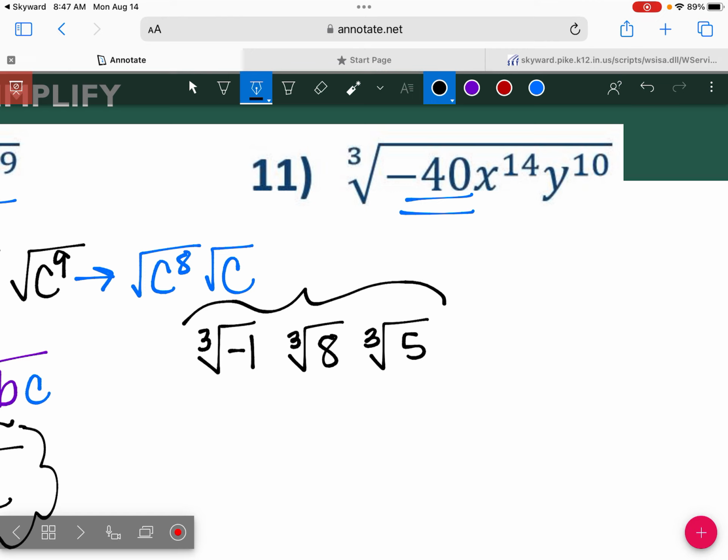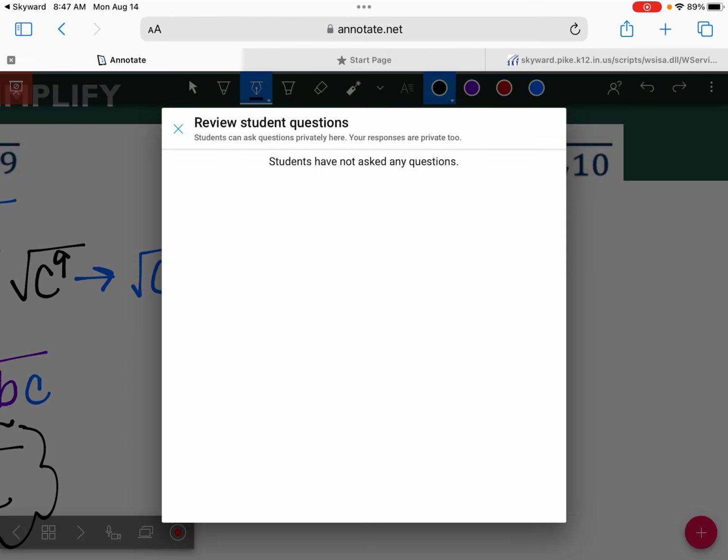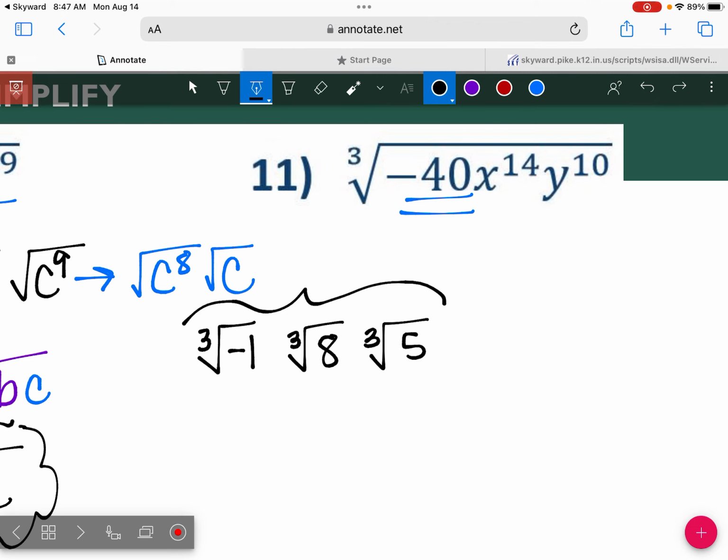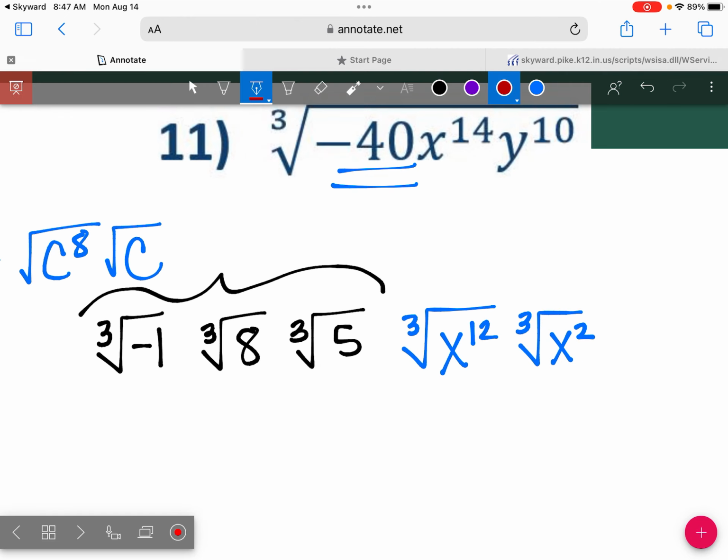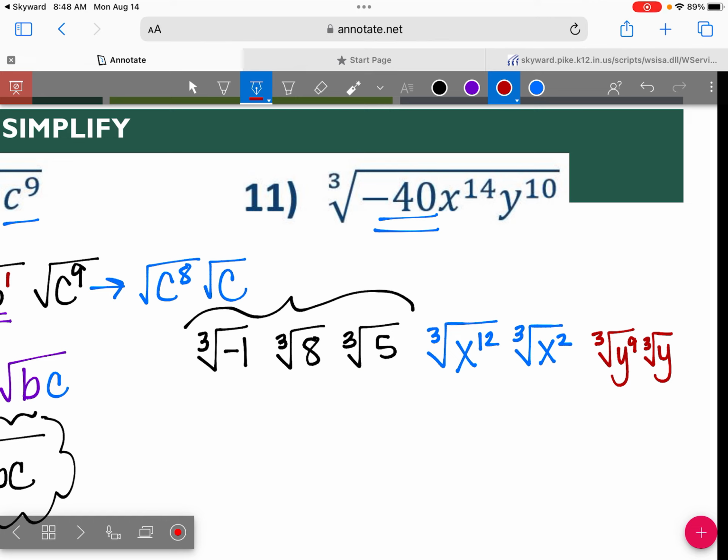And then x to the 14th can be written as, so I need the highest factor of 3, which is going to be 12. But then I have 2 left over. And for my y's, the highest factor of 3 would be what? Without going over 10. 9. So I'm going to write that as the cube root of y to the 9th times the cube root of y. Oh, wait, I got a little bit more space. I can write it.